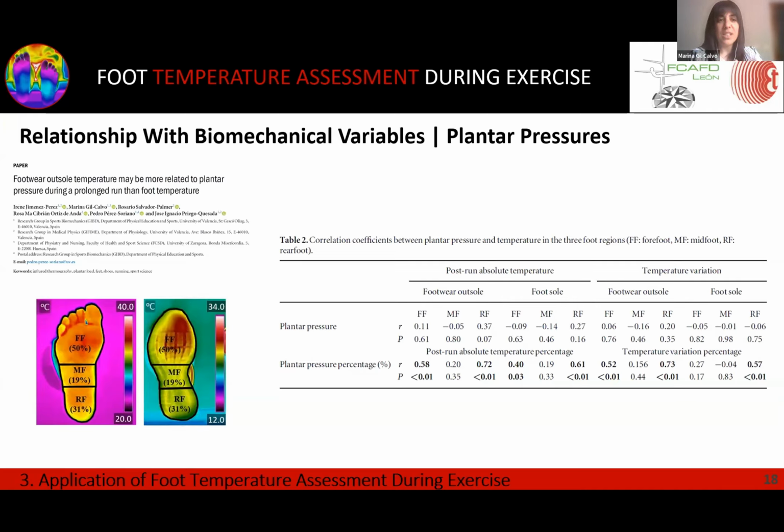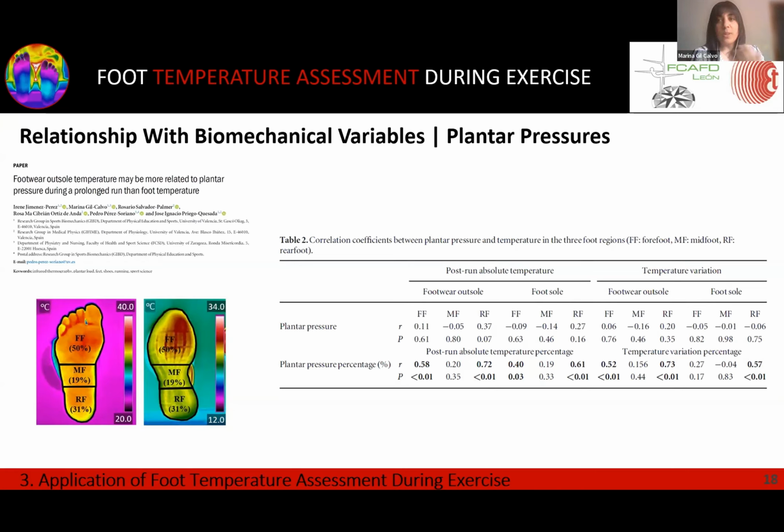So the lack of correlation between biomechanical variables and the plantar skin temperature may be explained by the microclimate generated inside the shoe. This environment can lead to substantial increases in temperature, in some cases more than 10 degrees, from baseline to the post-exercise condition. As a result, the whole foot may reach a high and relatively uniform temperature, making it difficult to detect meaningful differences between regions or between both feet after this prolonged running.